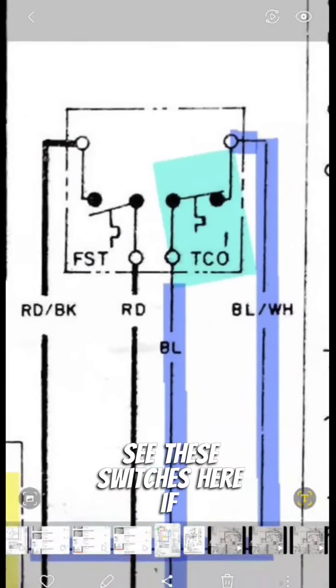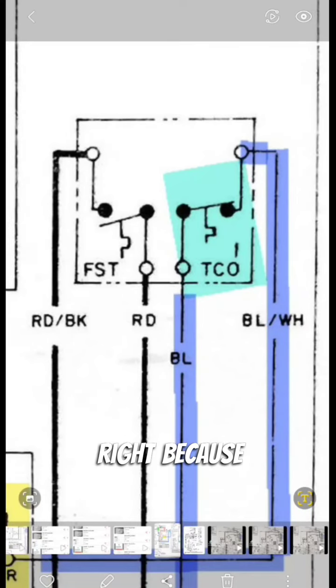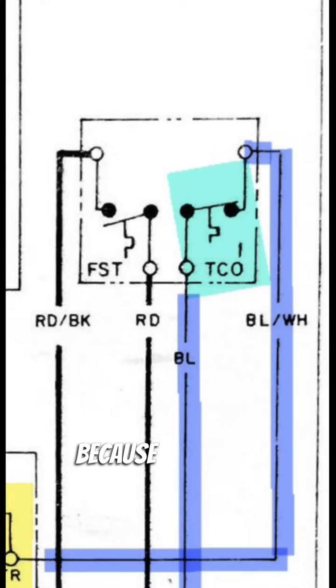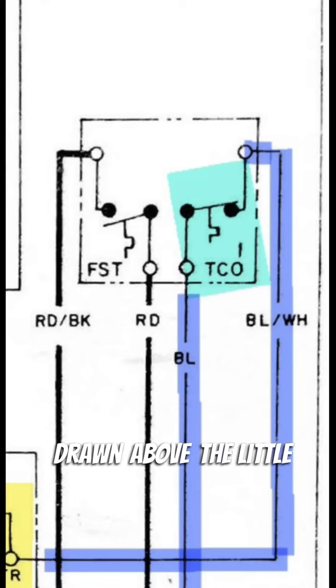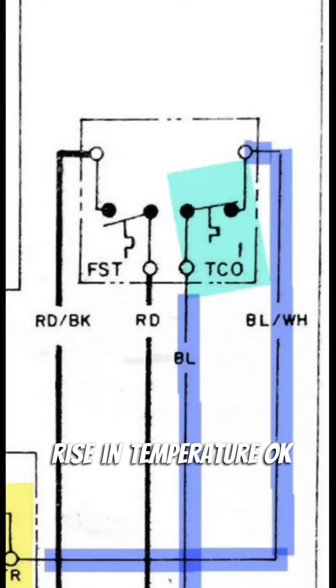So we can see these switches here. If you look at the TCO, it is a normally closed switch, right? Because it is drawn closed. We know it's affected by temperature because the bar is drawn above the little terminal there, that switch will open on a rise in temperature. Okay, so that's more than likely going to be a high limit.